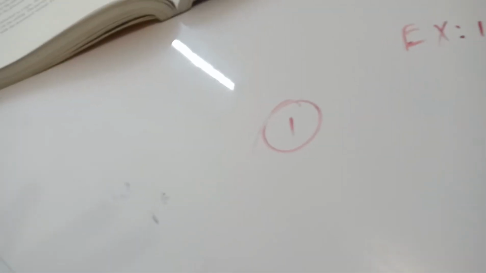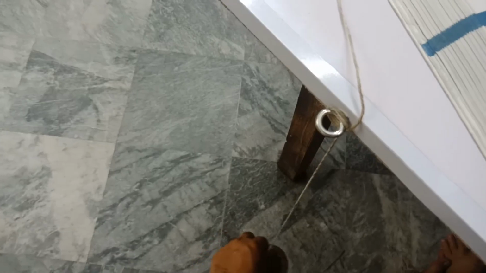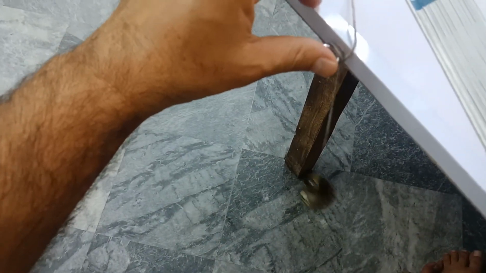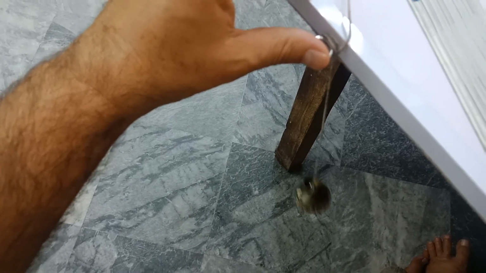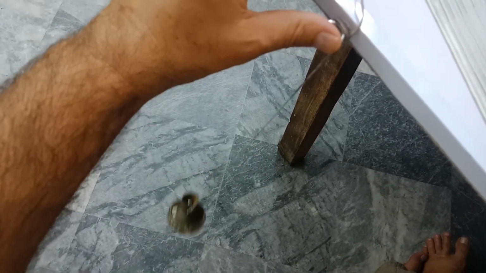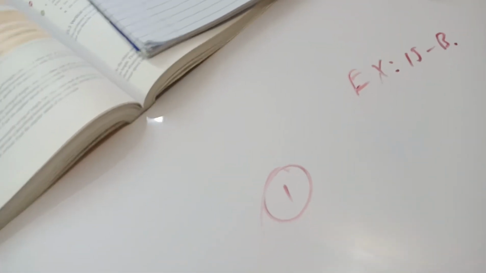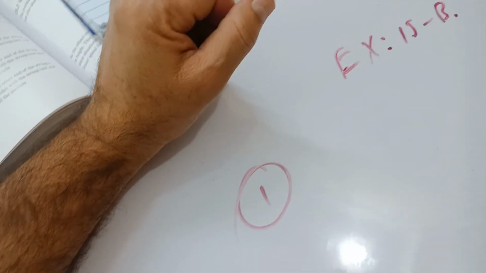I have tied here something to show you what kind of pendulum this is. If you look at this, I have a string tied from this point, and this object is moving in horizontal circles. I have exactly the same kind of situation in the first question of this exercise 15B.